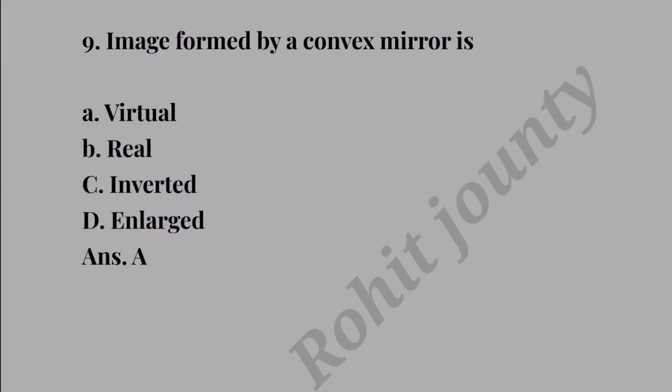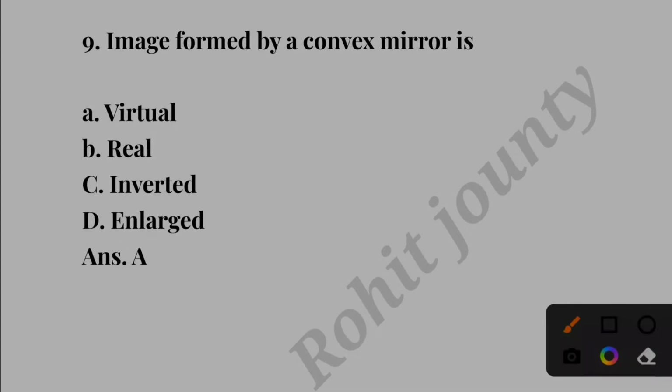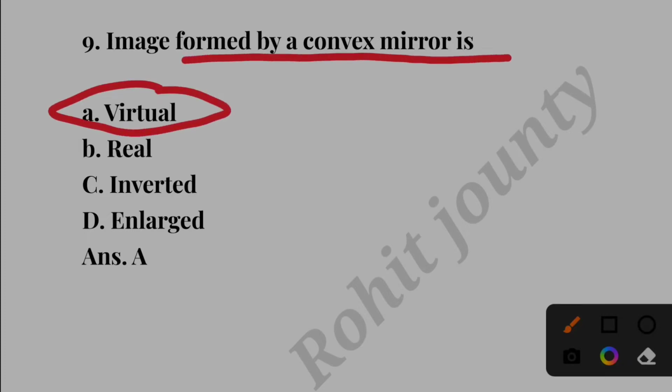Question number 9. The image formed by a convex mirror is: option A virtual, option B real, option C inverted, option D enlarged. The correct answer is option A, virtual. The image formed by a convex mirror is virtual.